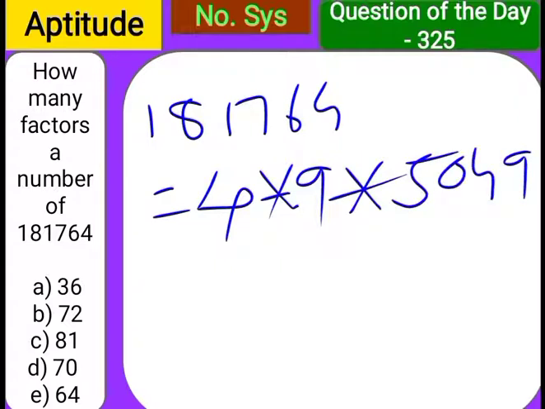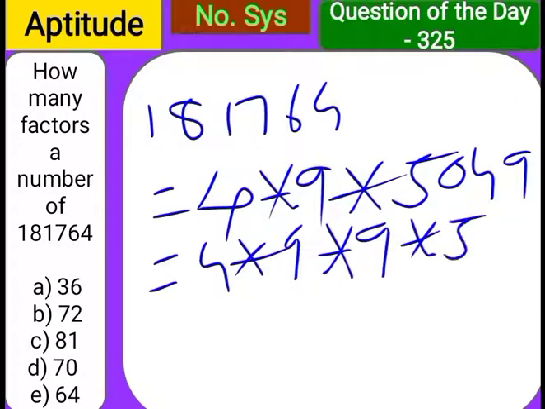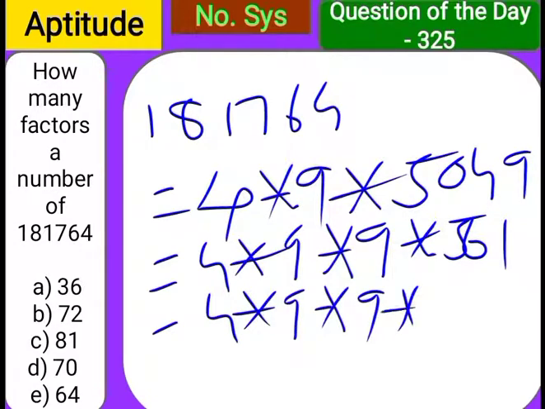Try to divide 5049 again. It becomes 4 into 9 as it is. If you divide 5049 by 9, 9 fives are 45, 9 sixes are 54, 9 ones are 9, so we get 561. Again try to divide 561. It becomes 4 into 9 into 9. 561, if you try to divide it by 17 or 11 or 3, it is possible only with 3. So 3 into 11 into 17. So this is the answer.